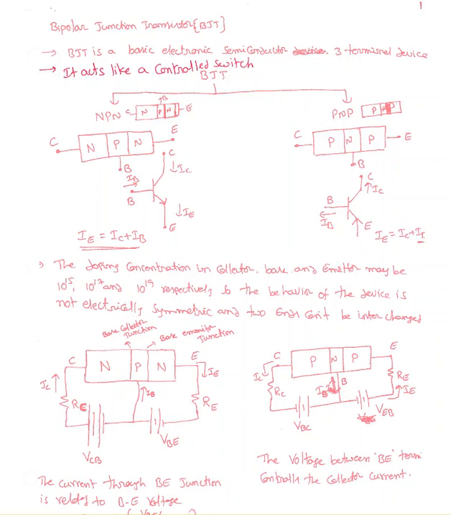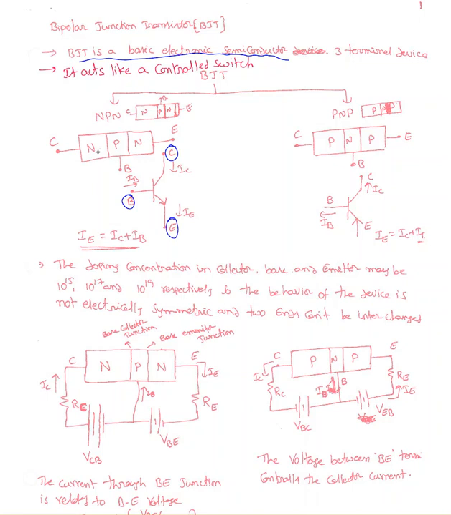In this video, I'm going to talk about the transistor, also called BJT. BJT is nothing but bipolar junction transistor. BJT is a basic electronic semiconductor device with three terminals. The three terminals are base, collector, and emitter.